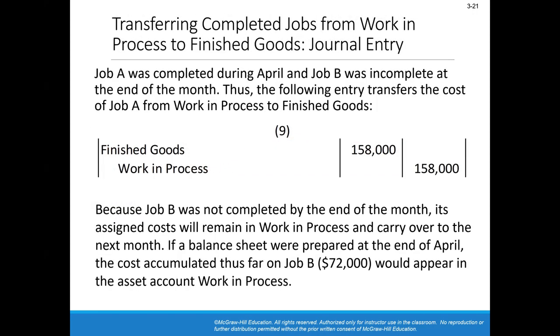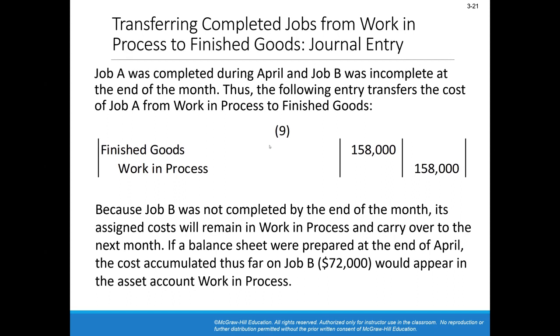All right, so job A was complete during April and job B is incomplete at the end of the month. So do you think we have to pull out job B if it's incomplete? No. We're not going to pull that out because it's still considered work in process if it's not complete.